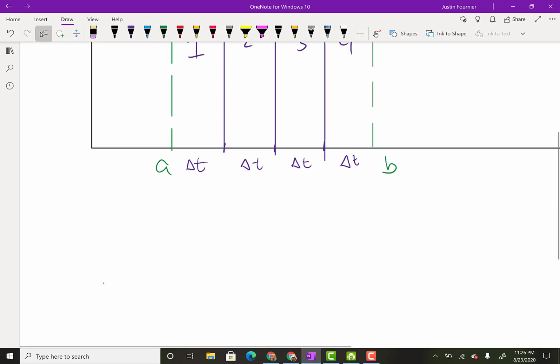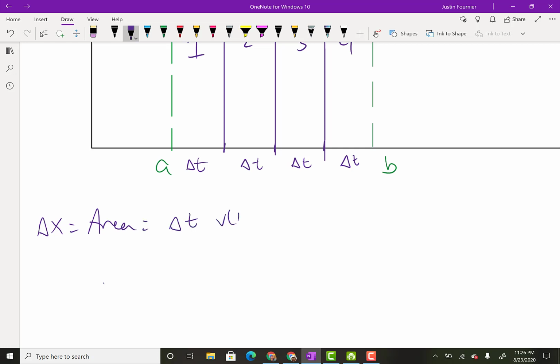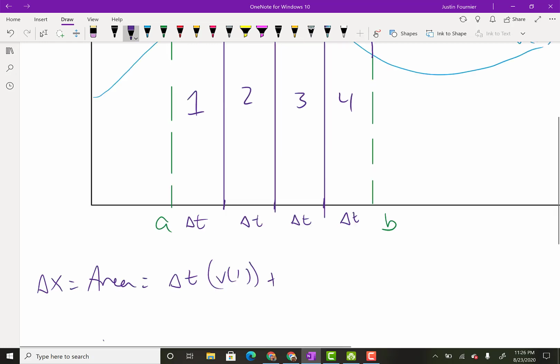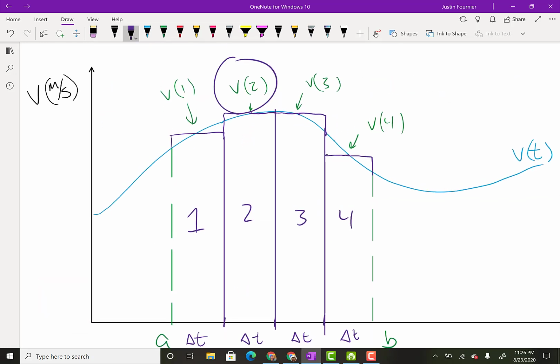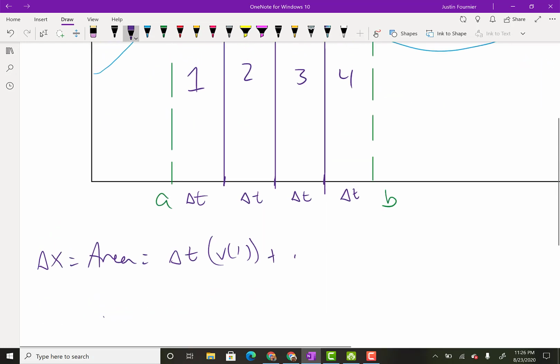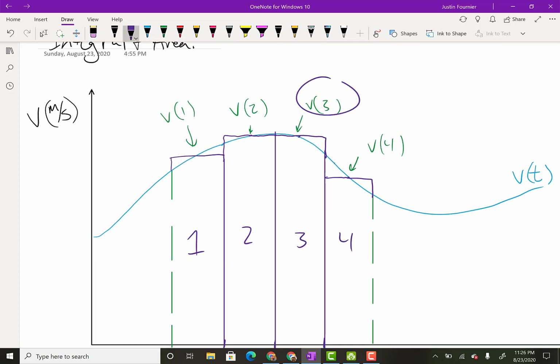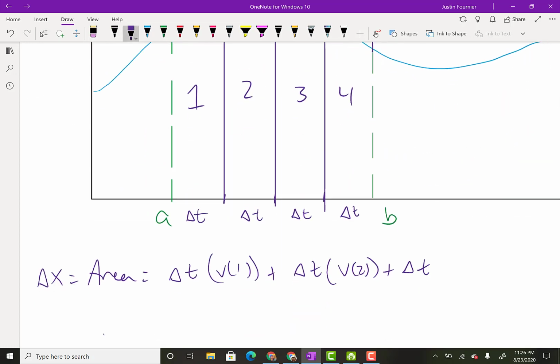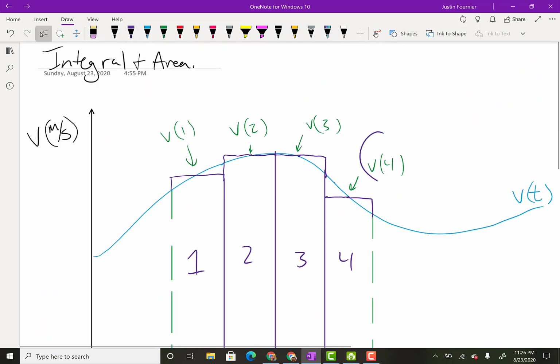And then basically to get the area, which is the displacement, right? So the area, which is the displacement, is just going to be the time, delta t, multiplied by the velocity evaluated at 1, v1. Plus, for 2, it'd be delta t, that same base right there, times v2, plus delta t, again that base, and then the velocity v3. And then lastly, delta t with this velocity, v4.